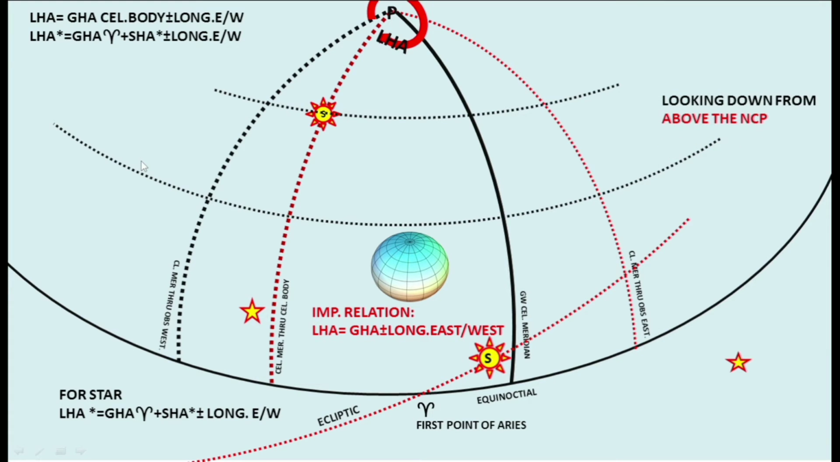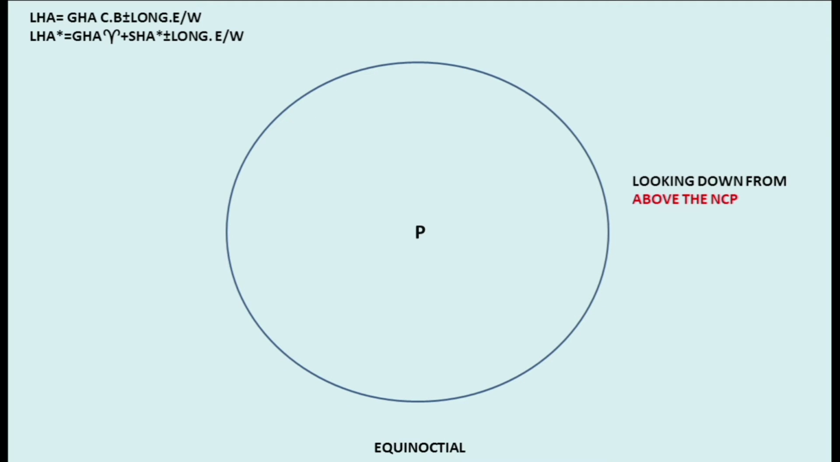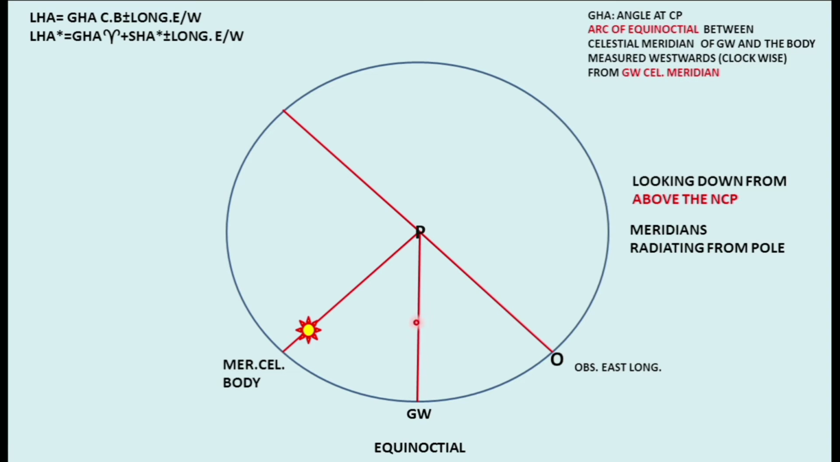If I was looking at this from the top of the celestial pole, somewhere high up in the celestial sphere, I would see the pole and the equinoctial, being the great circle, right in the center, and all the meridians radiating out from the poles. So here I'm just showing you the Greenwich meridian and the meridian passing through the body, and an observer on the east side. As just defined, Greenwich hour angle is the angle at the poles between Greenwich and the meridian passing through the celestial body.